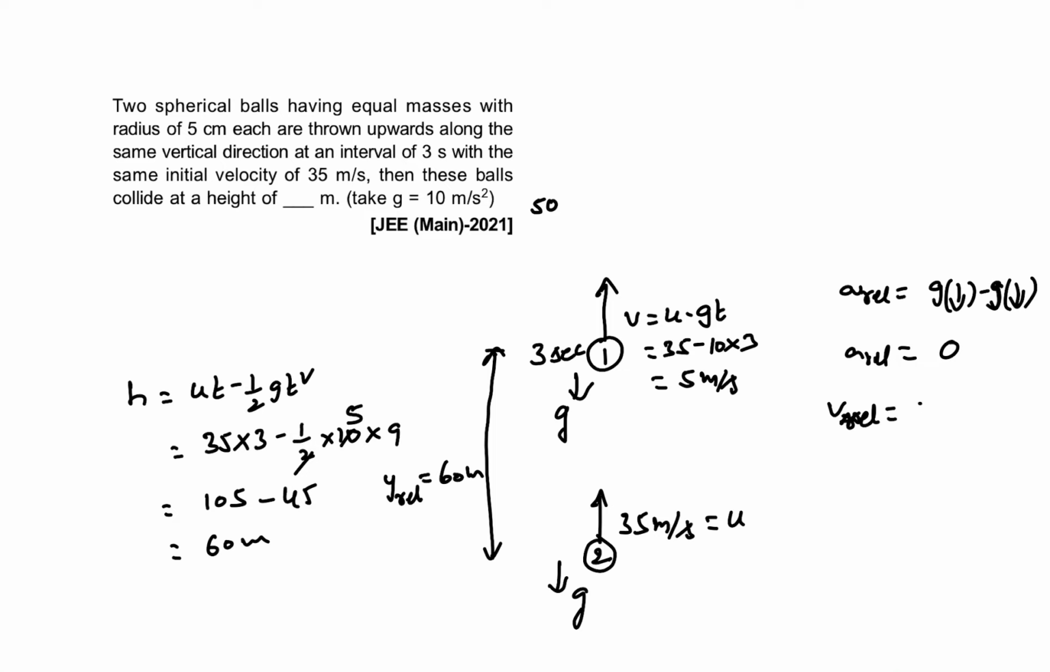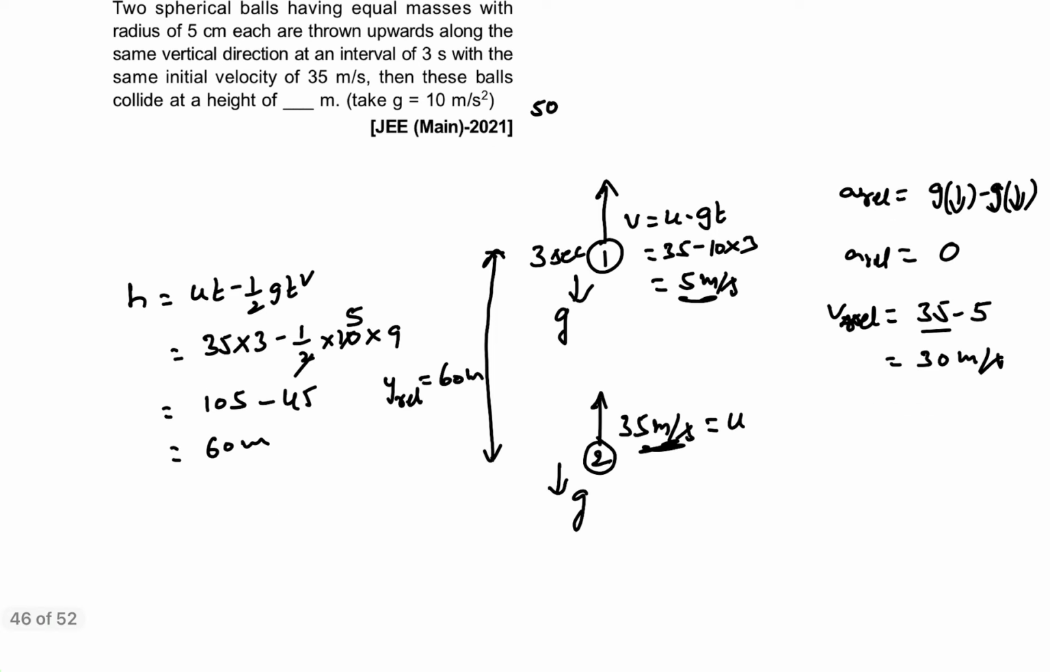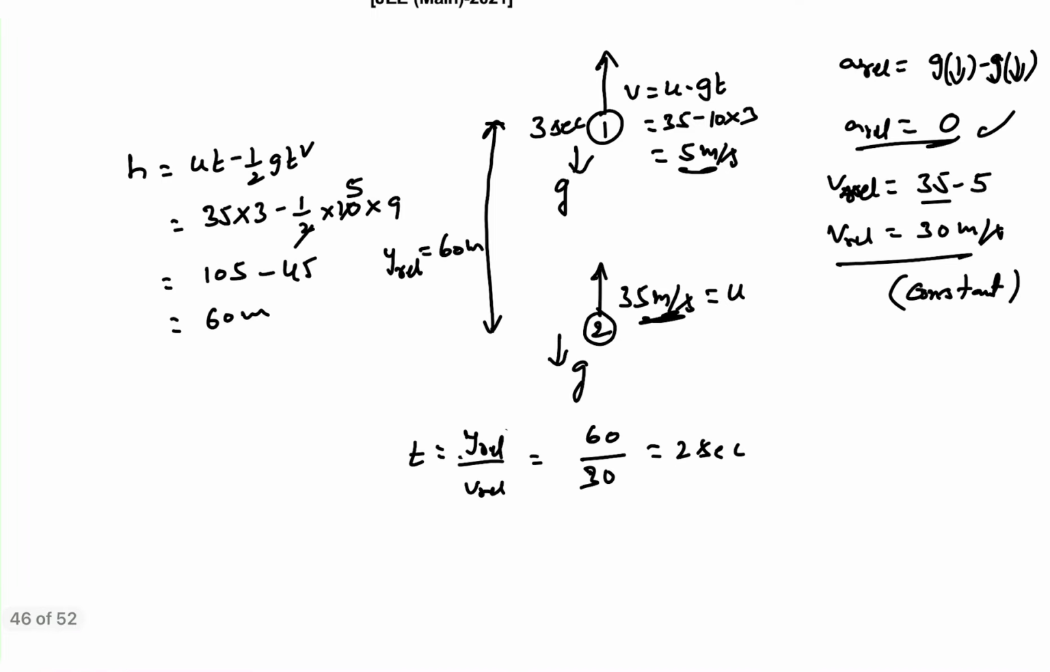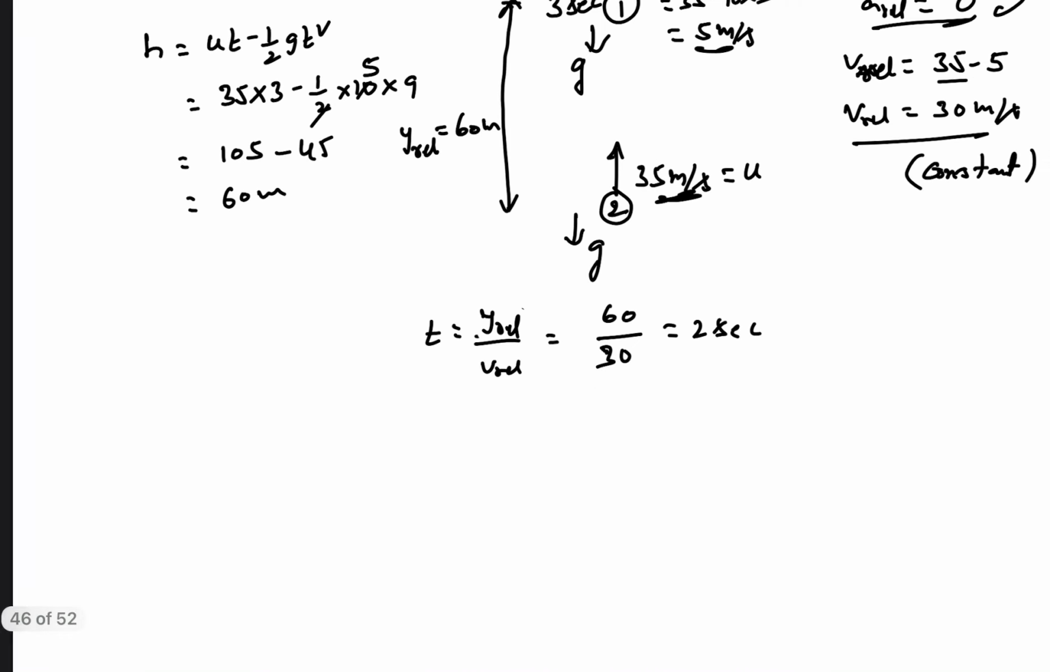So what is the v relative value? V relative can be written as 35 minus 5, that is equal to 30 meter per second. Why? Because one is having 35, the other one is having 5. So this is v relative. As there is no acceleration, v relative will be constant. If v relative is constant, we can write t is equal to y relative divided by v relative. Now y relative is 60 and v relative is 30. So that is equal to 2 seconds. Nothing but after this instant, 2 seconds later they will collide.